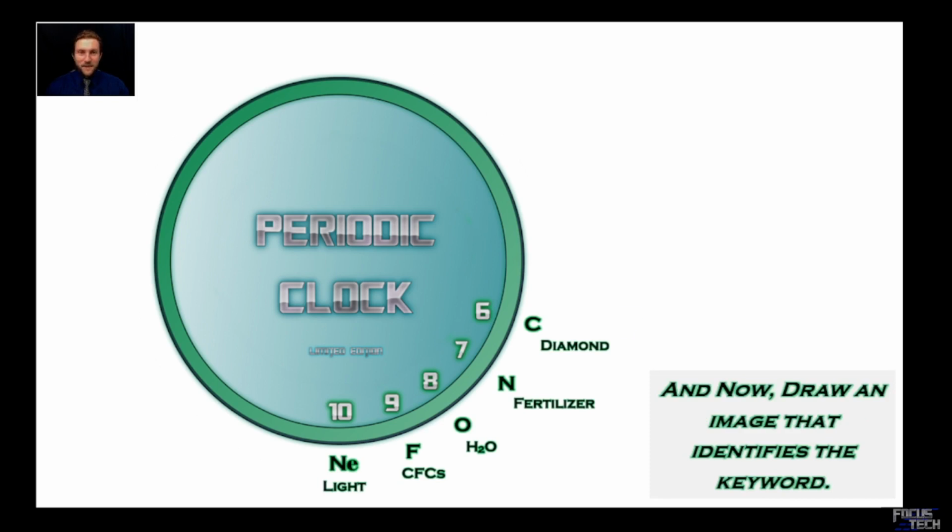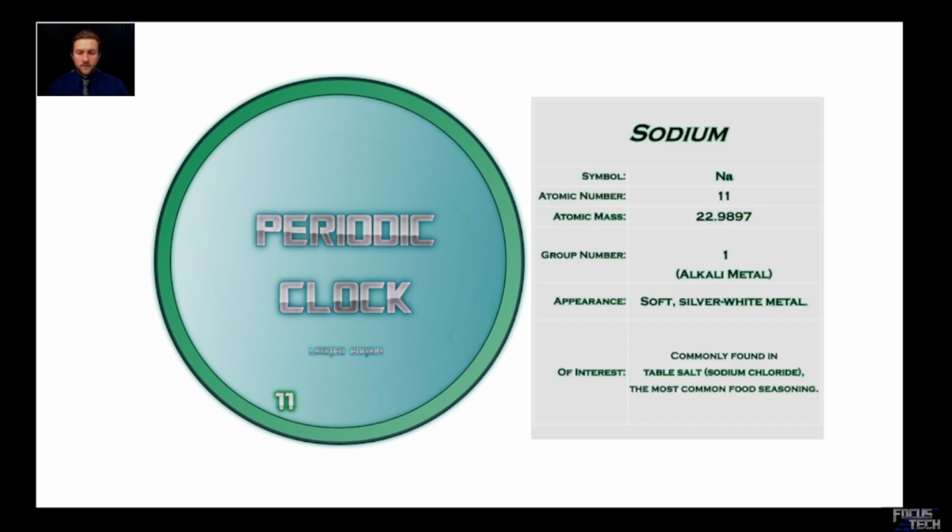Now adding in that image, you could do a little diamond for carbon. You could do some fertilizer, maybe just a little bag with a leaf on it. You could do some water for oxygen. We can do maybe toothpaste. I think CFCs is a bit tricky to draw. And for neon, you can do a light bulb. Okay, so far so good.